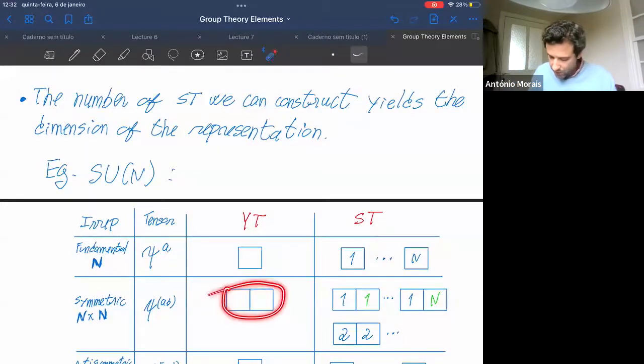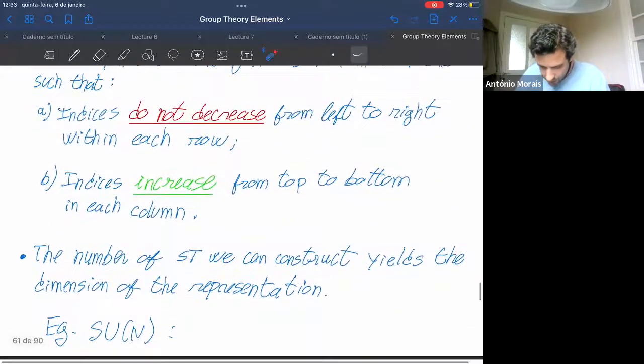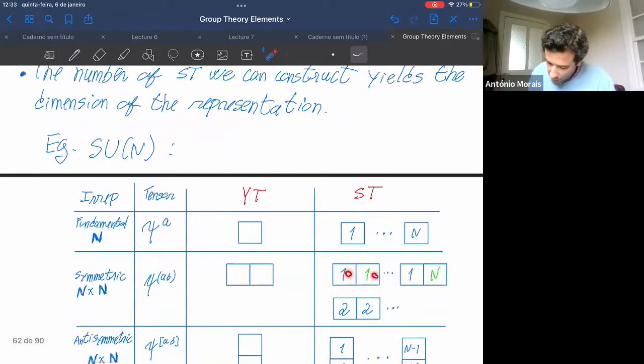Now, if you have a symmetric n by n, so two indices are symmetric, you build two boxes, as you see here. And now you number these boxes following the rule. So rule number A here: the indices do not decrease from left to right. So you can write 1 1, 1 2, 1 3, 1 4, and so forth, 1 n. And then 2 2, you cannot write 2 1.